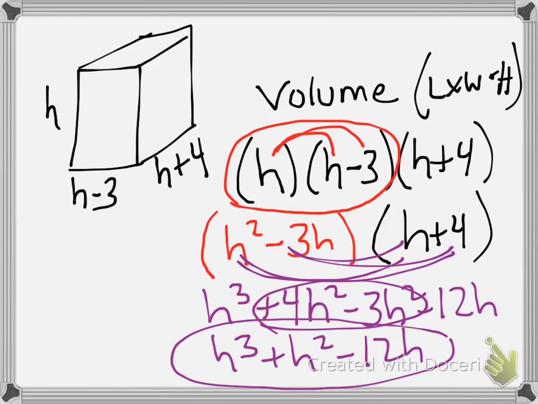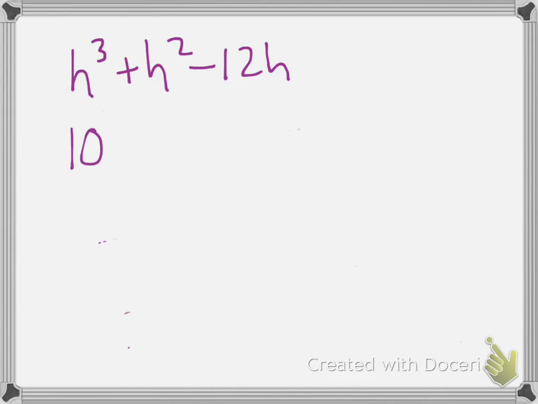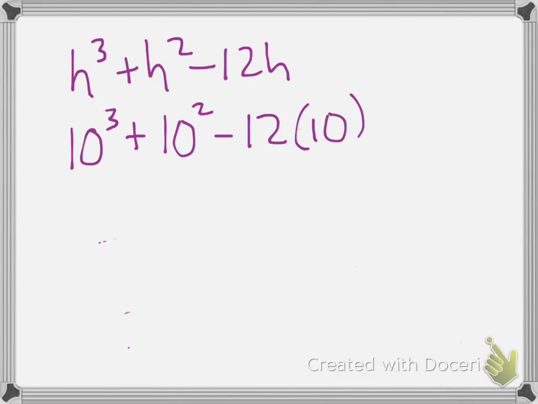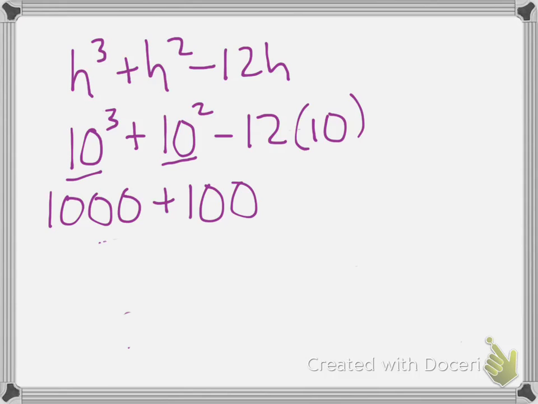And then also in the book it tells you at the end, what if h was 10, then what would the volume be? Now you can sure plug it into the picture, but what they're wanting you to do is to understand that you can plug it into the new formula that you made. So if you plug it into your new formula, you have 10 cubed plus 10 squared minus 12 times 10. So you have 1,000 plus 100, because remember, that's 10 times 10 times 10 for the 10 cubed and 10 times 10 for the 10 squared. Minus 120, which is the 12 times 10.